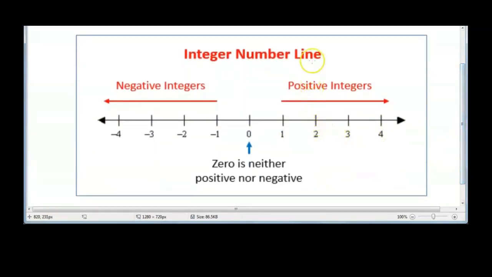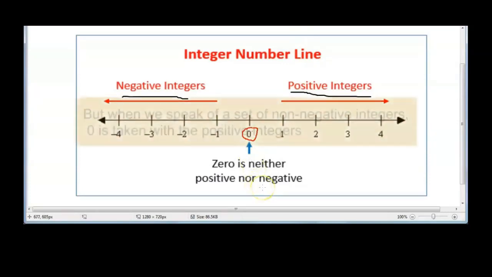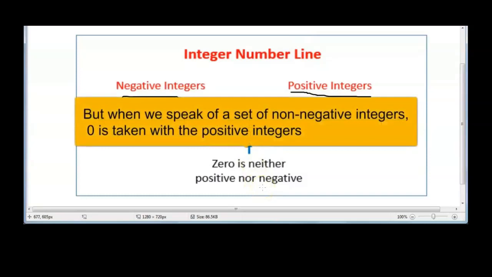We have positive integers, negative integers. Positive integers move toward the right. Negative integers move towards the left. Then 0. 0 is neither positive nor negative. But when we speak of a set of non-negative numbers, 0 is taken with the positive integers.